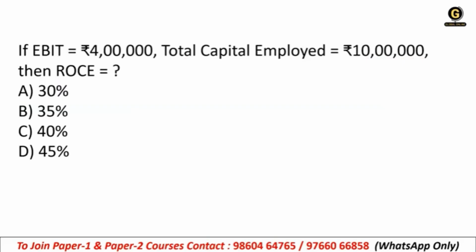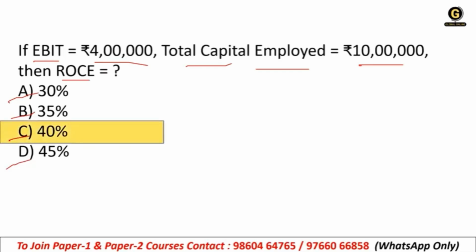Next question is, if earning before interest and tax is rupees 4 lakh, and total capital employed is equal to 10 lakh, then what is ROCE? That means return on capital employed. Okay, 30%, 35%, 40%, or 45%. So the right answer will be 40%.